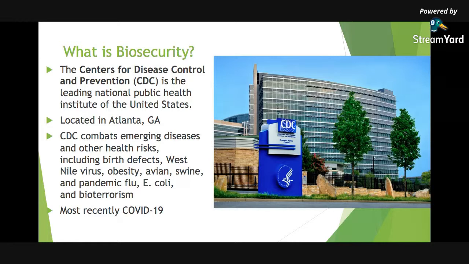All right, so I know y'all have heard about the CDC in the news, but I thought I'd explain what the CDC actually is and what they do. The Center for Disease Control and Prevention, or the CDC, is the leading national public health institute of the United States. They are located in Atlanta, Georgia. The CDC combats emerging diseases and other health risks, including birth defects, West Nile virus, obesity, avian and swine flu, and pandemic flu. They also deal with E. coli and other enteric outbreaks, and they deal with bioterrorism. Their most recent emergent disease that they're dealing with right now is COVID-19.